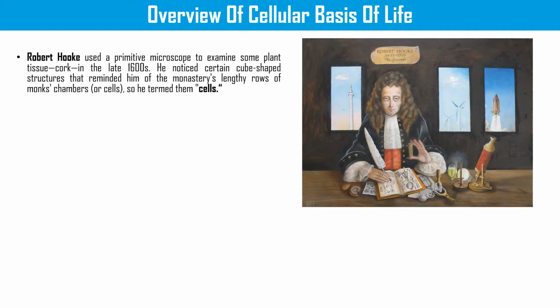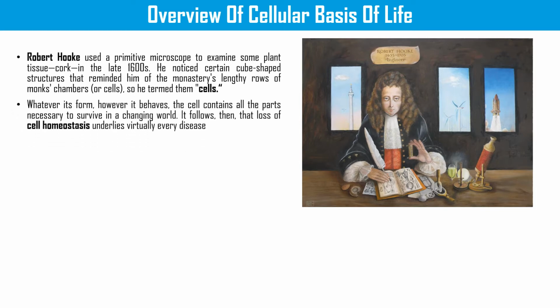Overview of the cellular basis of life. Robert Hooke used a primitive microscope to examine some plant tissue, cork, in the late 1600s. He noticed certain cube-shaped structures that reminded him of a monastery's long rows of monks' chambers. So he termed them cells.